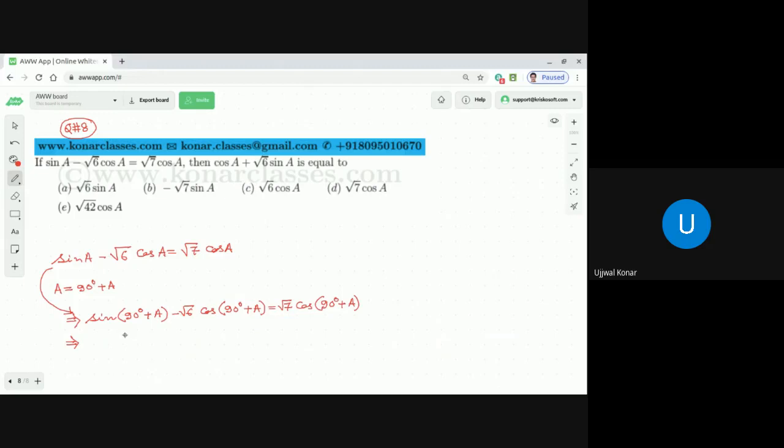Now, dear students, what is sine of 90 degree plus A? It is cos A, correct or not? It is cos A. And what is cos of 90 degree plus A? That is minus sine A. So minus root 6 into minus sine A, that becomes plus root 6 sine A. And what is the value of cos 90 degree plus A? We just learned it is minus sine A. So minus square root of 7 into sine A. And we get option B as the correct one.